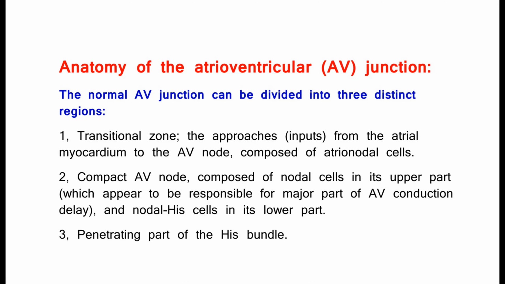Atrioventricular Junction. Anatomy of the atrioventricular (AV) junction. The normal AV junction can be divided into three distinct regions. 1. Transitional zone, the approaches, inputs from the atrial myocardium to the AV node, composed of atrionodal cells. 2. Compact AV node, composed of nodal cells in its upper part, which appear to be responsible for the major part of AV conduction delay, and nodal His cells in its lower part. 3. Penetrating part of the His bundle.